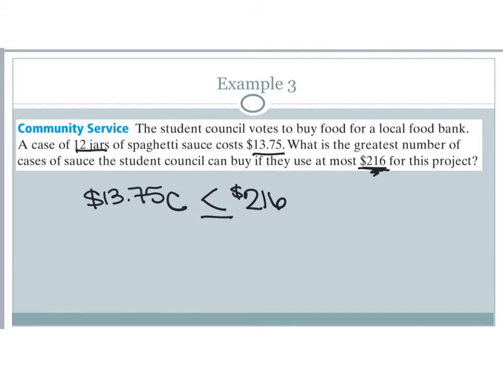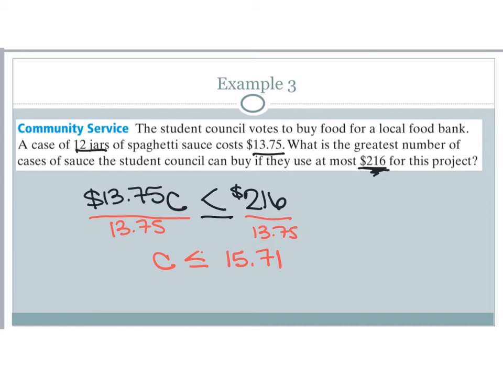So now in order to figure out how many cases we can buy, I'm going to divide both sides by $13.75. And I see that cases are going to be less than or equal to, when you divide $216 by $13.75, you do get 15.71, we'll say. So ultimately in this situation, it says what is the greatest number of cases that can be purchased?